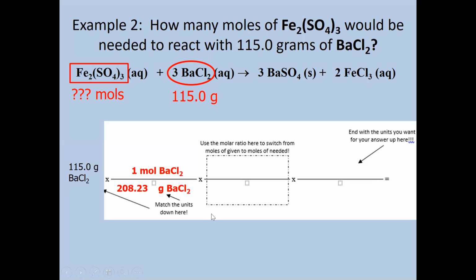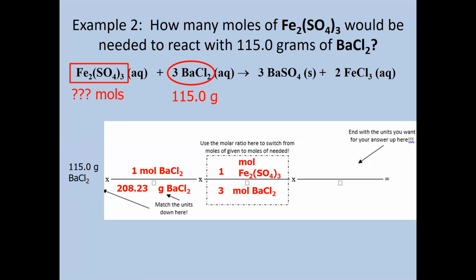Notice this is not a 3. The coefficient of BaCl2 up here in the reaction is a 3, but this is not a 3 because molar mass is only equal to 1 mole. This unit here, moles of BaCl2, goes here at the bottom so that I can cancel it out. This is where I'm going to use my coefficient and put that coefficient right here so that I can switch from moles of BaCl2 to moles of Fe2SO4. How many moles of Fe2SO4? I'm going to have 1 because that's the coefficient.